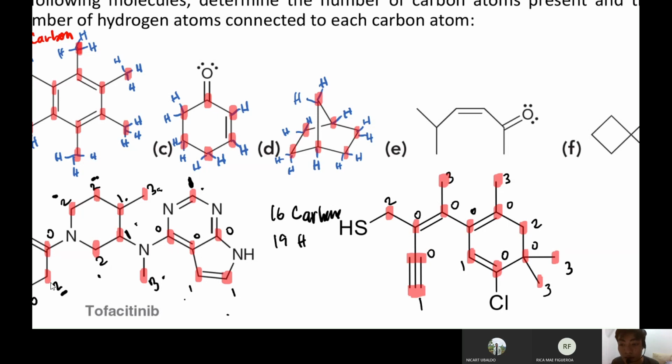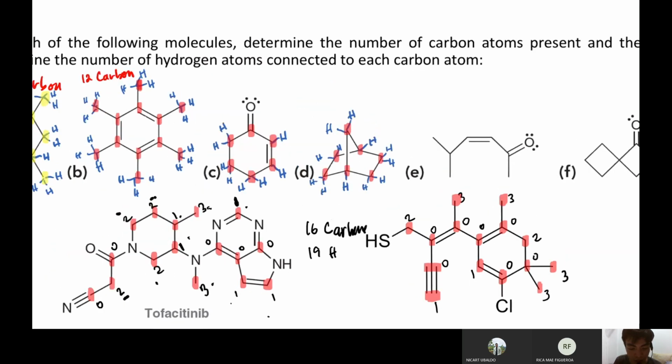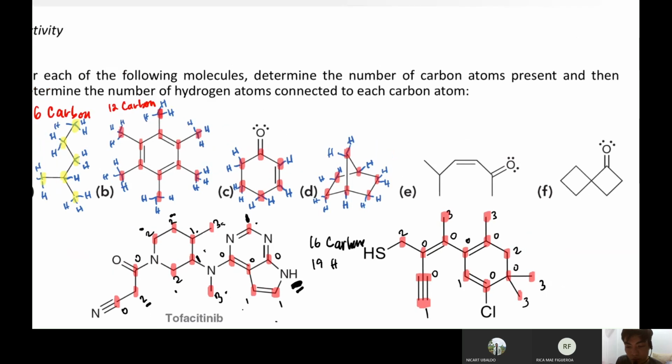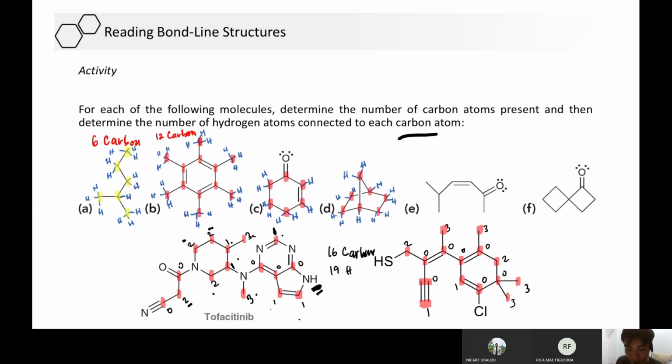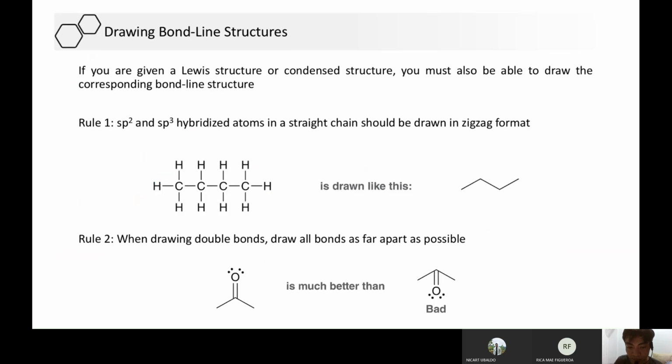So yeah. So it requires some practice, no, para mas maging tama yung bilang natin. Basta yan lang naman yung idea. If I'm going to include this, magiging 20 yung hydrogens. Pero I'm concerned lang with the hydrogens connected to the carbon atoms as indicated by the problem. Okay, so that's the bond line structures. Okay, so ano pa, no?